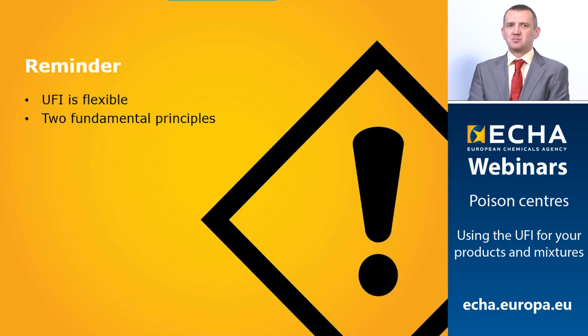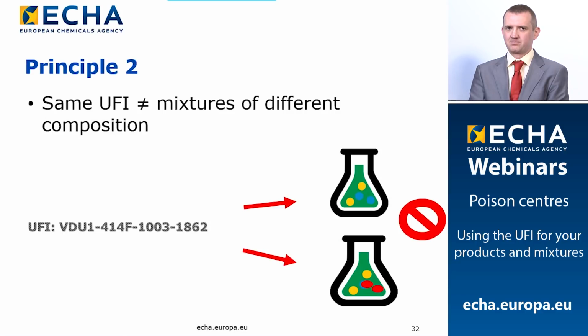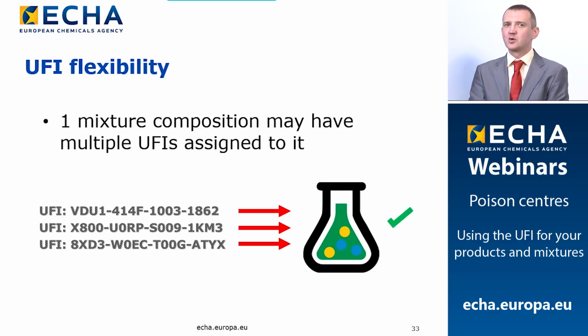As you have already heard from previous presentation, UFI is quite flexible, but there are two principles that need to be followed. The first principle is that a UFI is assigned to one and only one mixture composition. The second principle is that the same UFI cannot be assigned to mixtures of different composition. But the other way around is possible. So the same mixture may have multiple UFIs assigned to it.